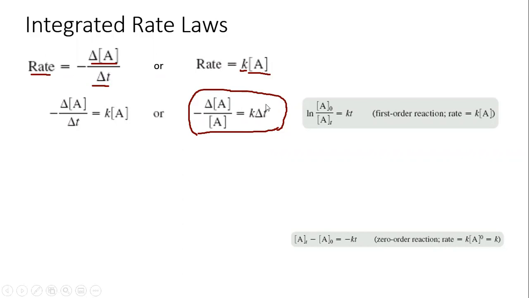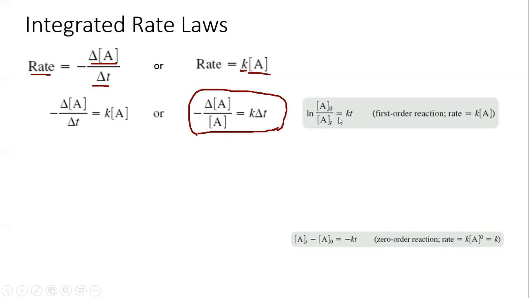So for a first order reaction, if you take the ln of the initial concentration over the concentration at time t, it's going to equal a constant times time. The constant is the rate constant, and time, of course, is the time it takes for that concentration to decrease to the final concentration. So again, to go from this equation in the maroon circle to get the ln, we did differential equations to solve for it.